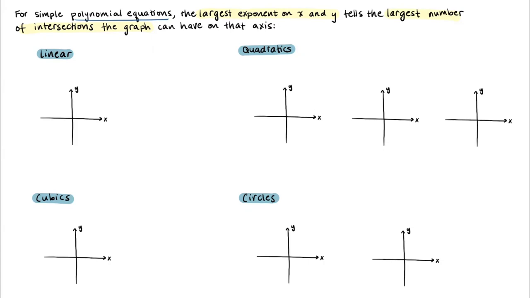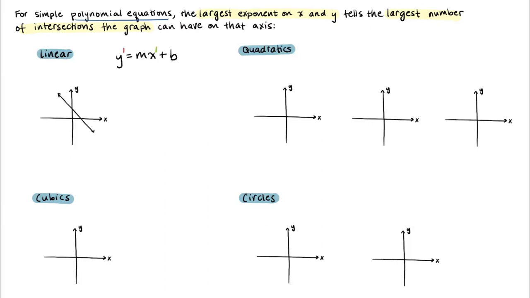For linear equations, you should be familiar with the format of the algebraic form and the graph, and we should be able to put them together. Linear equations are y equals mx plus b, and we will review linear equations in depth in the next section, 1.3. The exponents here are 1 on the y and 1 on the x, and that tells us the maximum number of times that the graph can cross each of these axes is once. Here's just an example of one line.